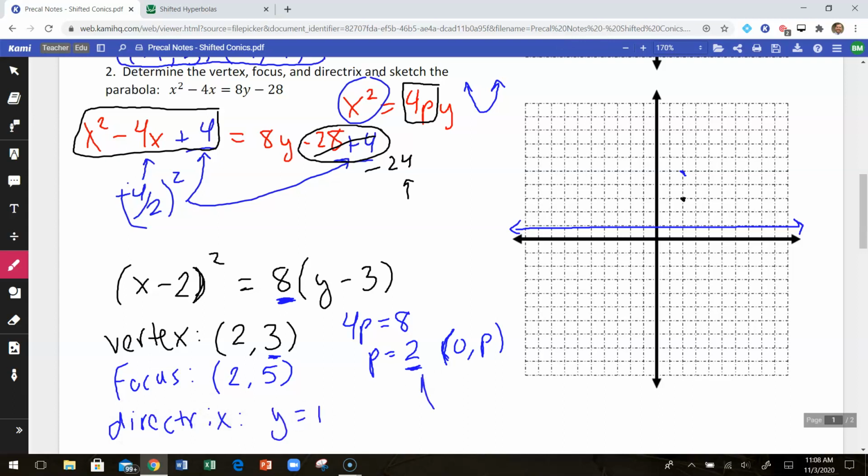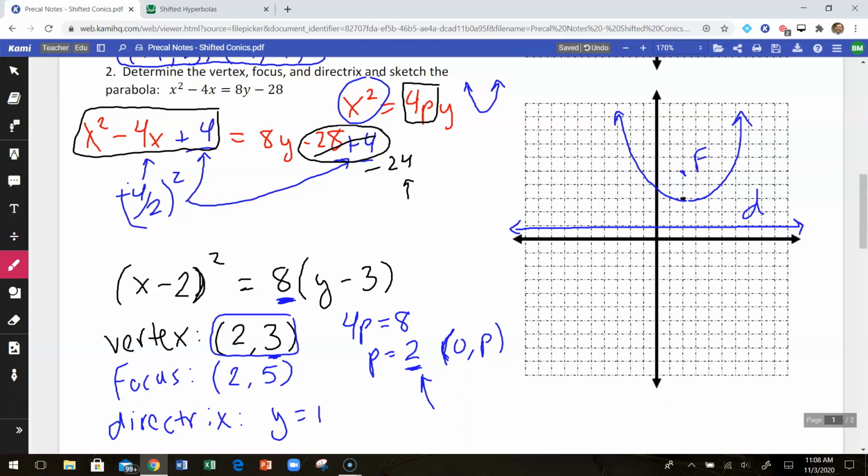Because it is this value, that p value, down from the vertex. So I'm going to go down 2. So I went up 2 for my focus, I go down 2 for my directrix, and I have a parabola. Okay, here's our focus, and here's our directrix.